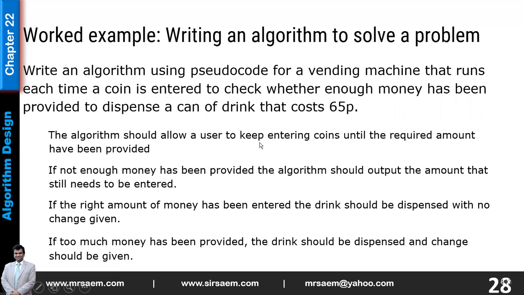So the algorithm should allow a user to keep entering coins until the required amount can be provided. Fine. If not enough money has been provided, the algorithm should output the amount that still needs to be entered. Fine. I'm sure you would have been thinking the same thing. If the right amount of money has been entered, the drink should be dispensed with no change given. Okay. If too much money has been provided, the drink should be dispensed and change should be given. So यही process आपके दिमाग में जाएंगे.